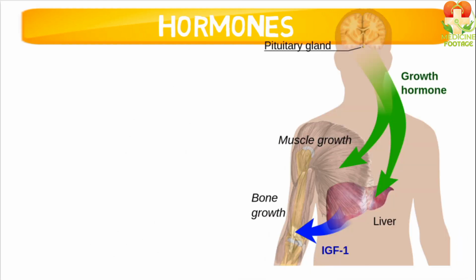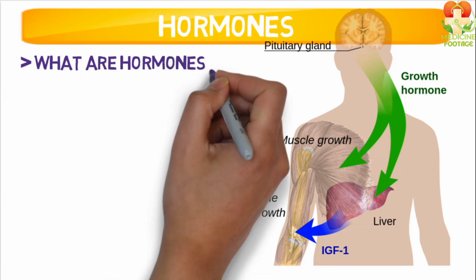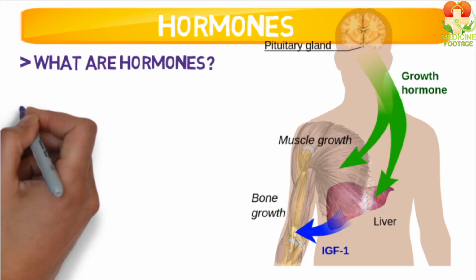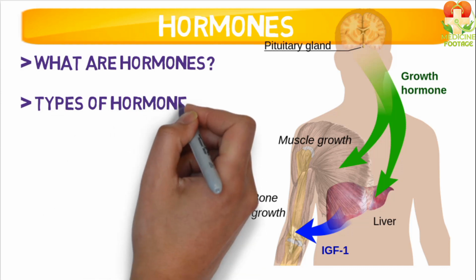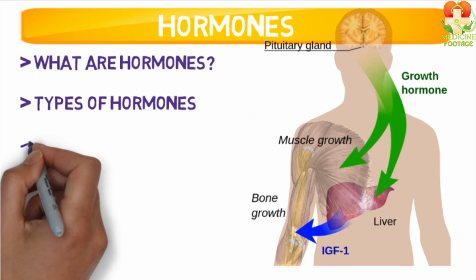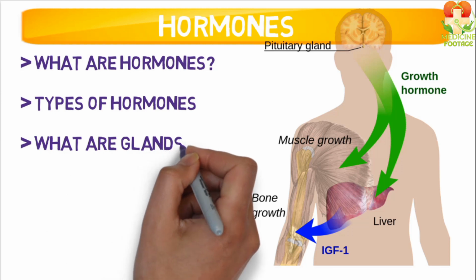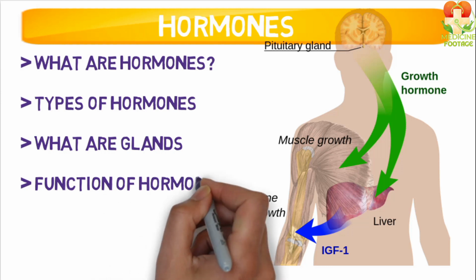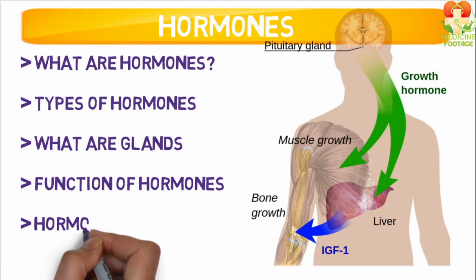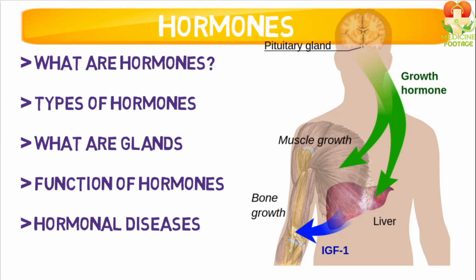In this lecture, here is the list of things we will cover. First, we will study what hormones are, meaning we will read the definition of hormones. After that, we will discuss how many types of hormones there are. That is, we will read the types of hormones. Then, we will study what a gland is. And then, we will move on to the functions of hormones. What tasks hormones perform. And finally, we will study hormonal diseases that occur in our body.